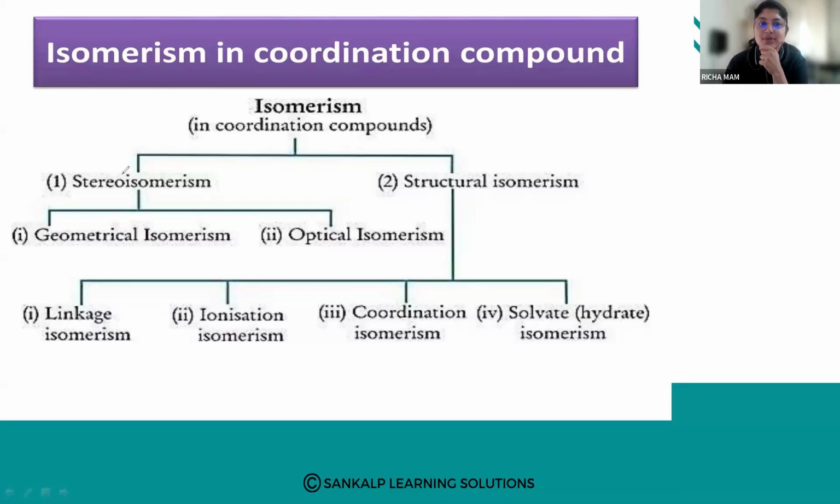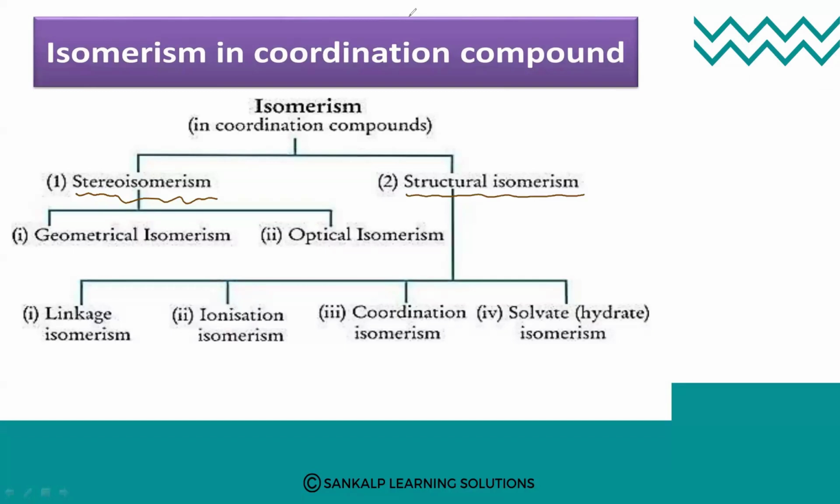Now, isomerism is classified into two types. The first one is stereoisomerism, and the second one is structural isomerism. Okay, stereoisomerism and structural isomerism. So first, let us start with structural isomerism.